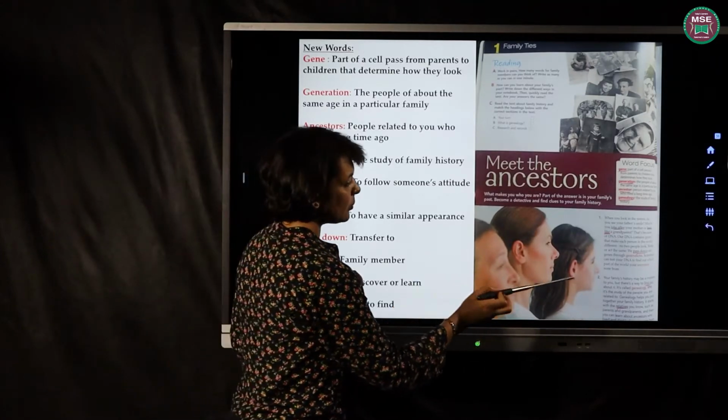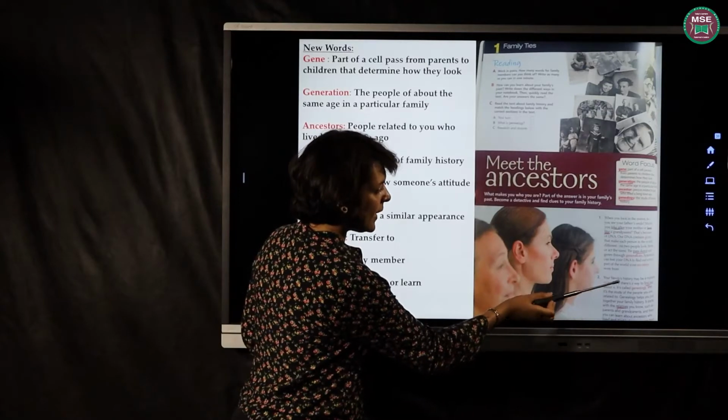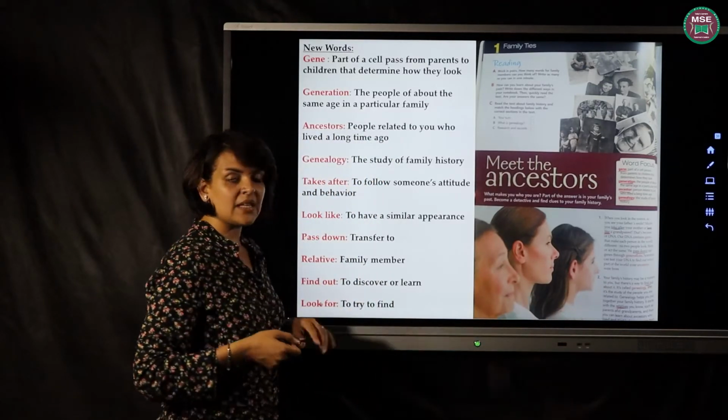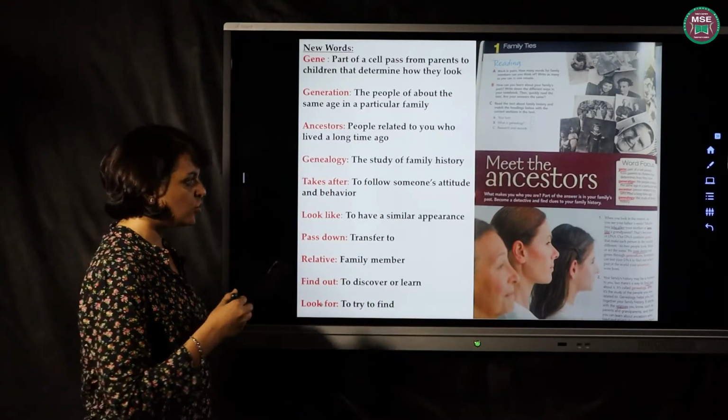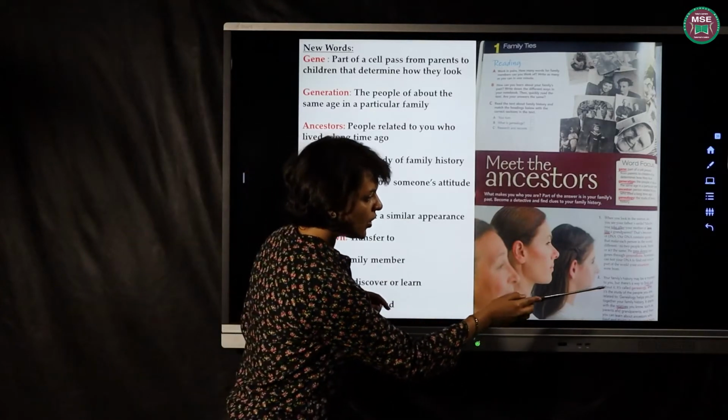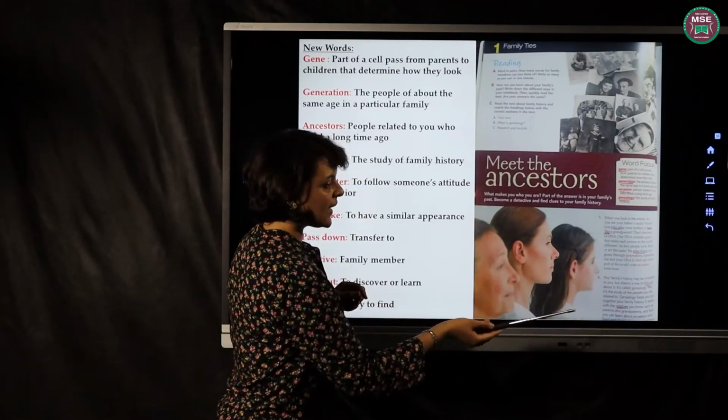Let's go to the second part. Your family history may be a mystery. Maybe it's something you don't know about. So we have to know about it. But there is a way to find out about it.